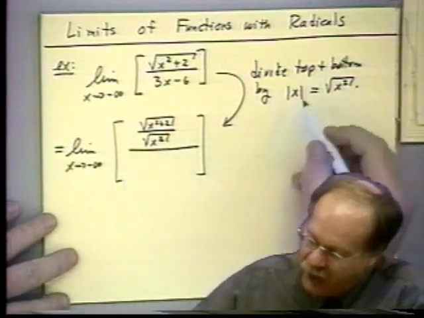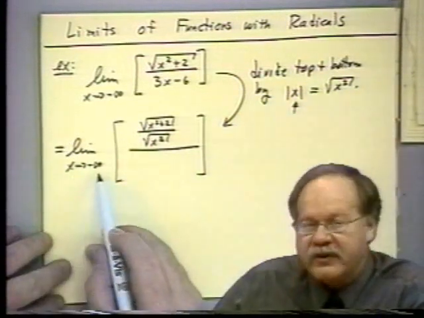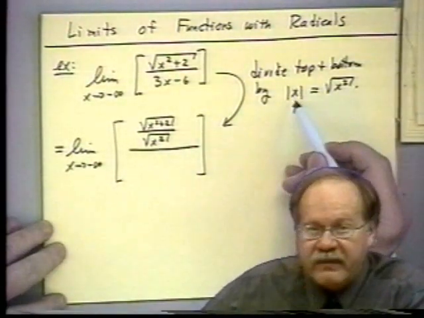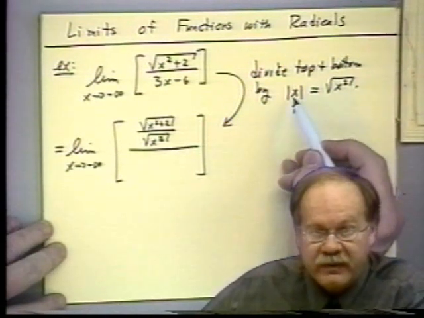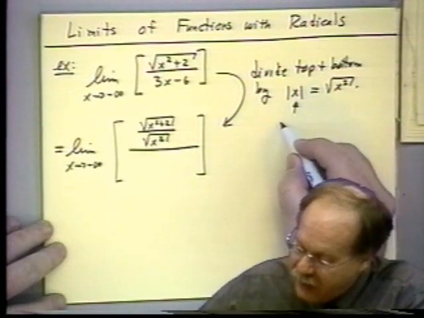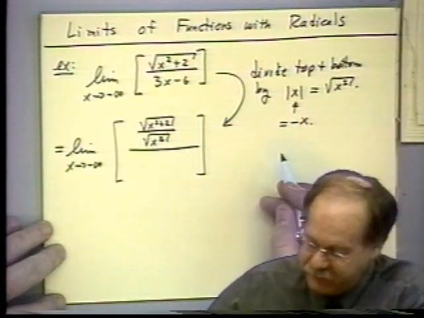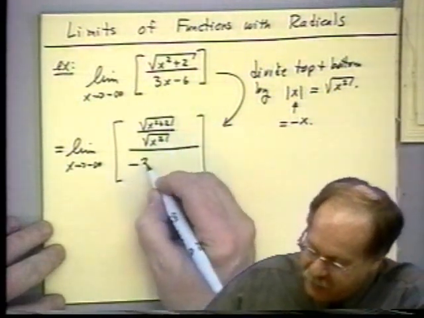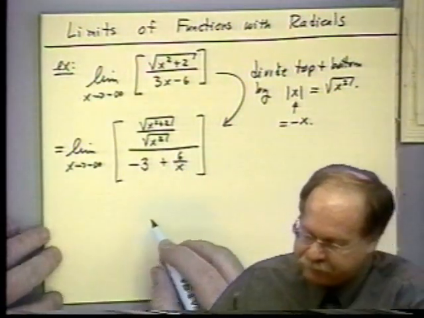In doing that, I can say one more thing. As far as the bottom goes, notice that since x is going to negative infinity, x is going through the negative numbers, which means I don't have any mystery as to what the absolute value of x is. X, since it's going to negative numbers, is negative. The absolute value of a negative number requires putting a negative sign in front of it. So the absolute value of x here is negative x. That makes this simpler on the bottom. I'm dividing by negative x. That will give me minus 3 here, plus 6 over x in my second place.